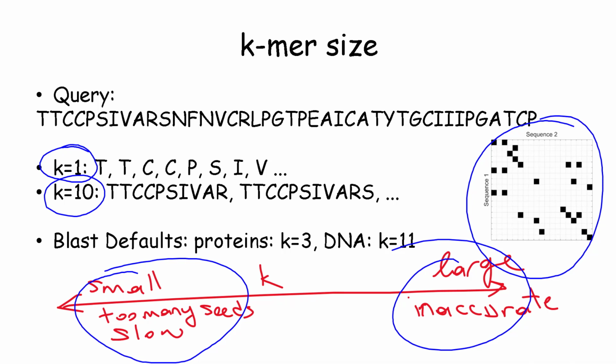The value of k in BLAST was determined empirically, such that it results in significant speed up in the computation and does not miss out on any significant alignments. For proteins, the word size is 3, and for DNA, the default word size is 11.